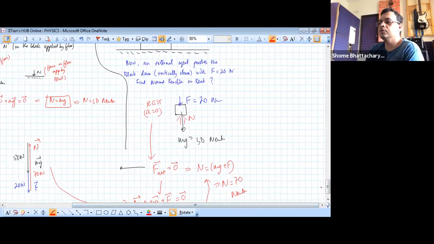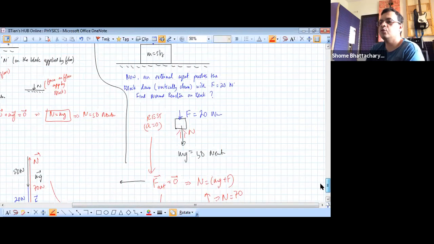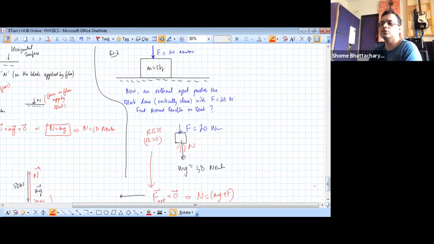Okay, so I hope this second example is clear to all of you. Why the normal reaction has increased from 50 to 70 Newton. This is very, very important to understand. Yes, we'll take examples. Don't worry about that. Another example I'll show you where normal reaction is self-adjusting itself. So hope this is clear, people.